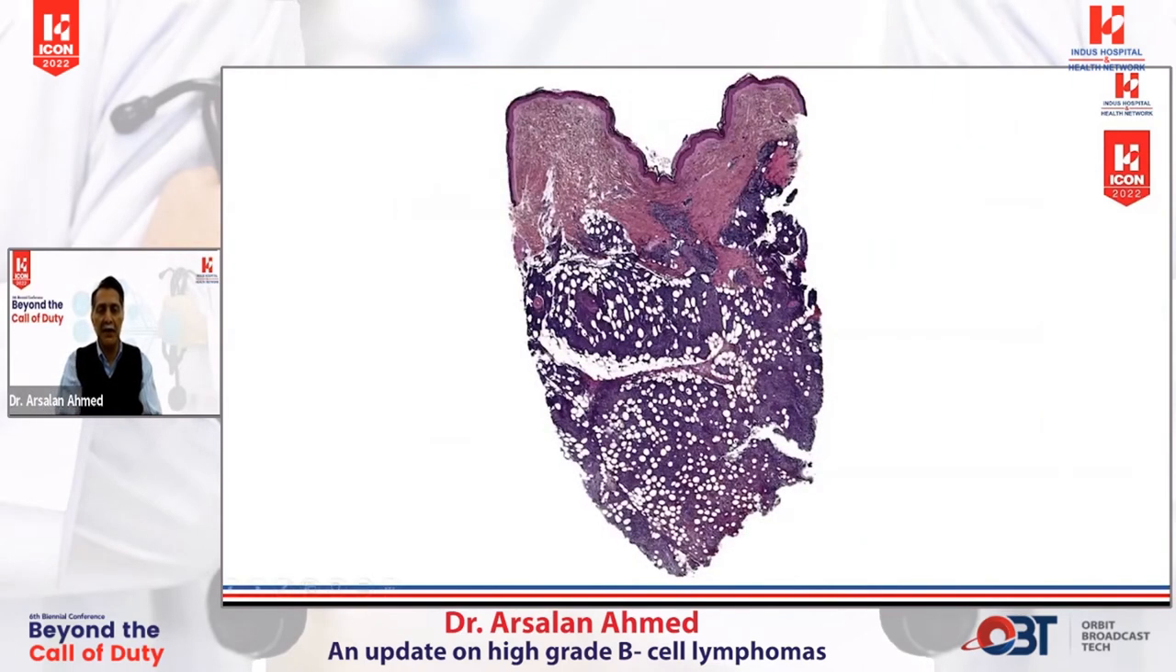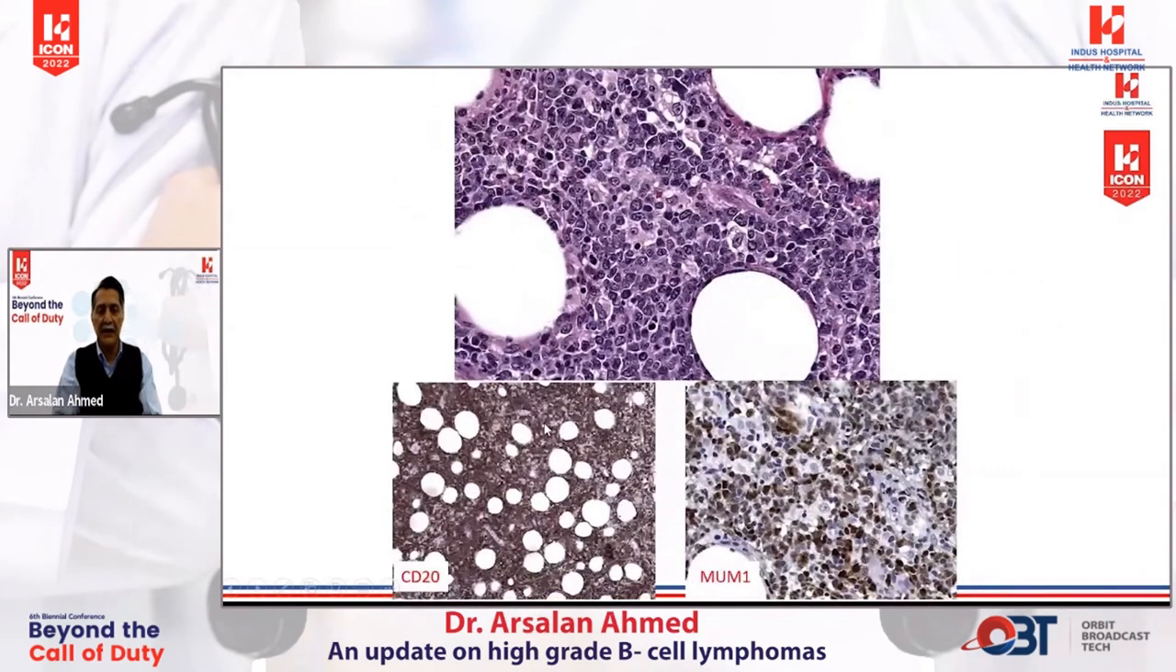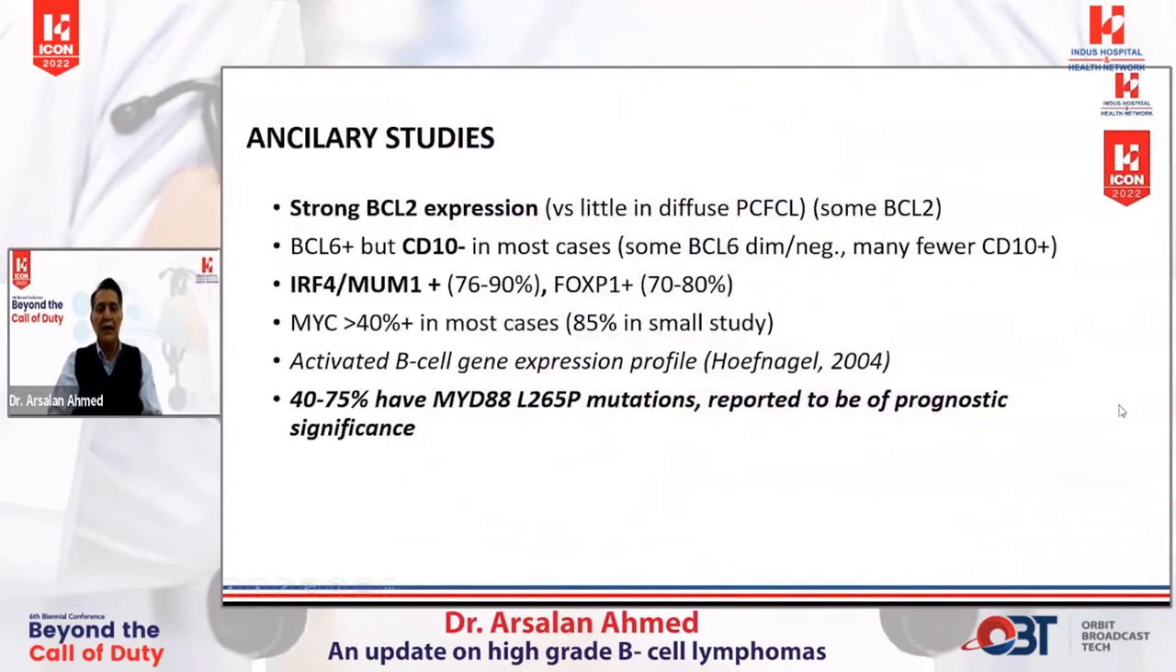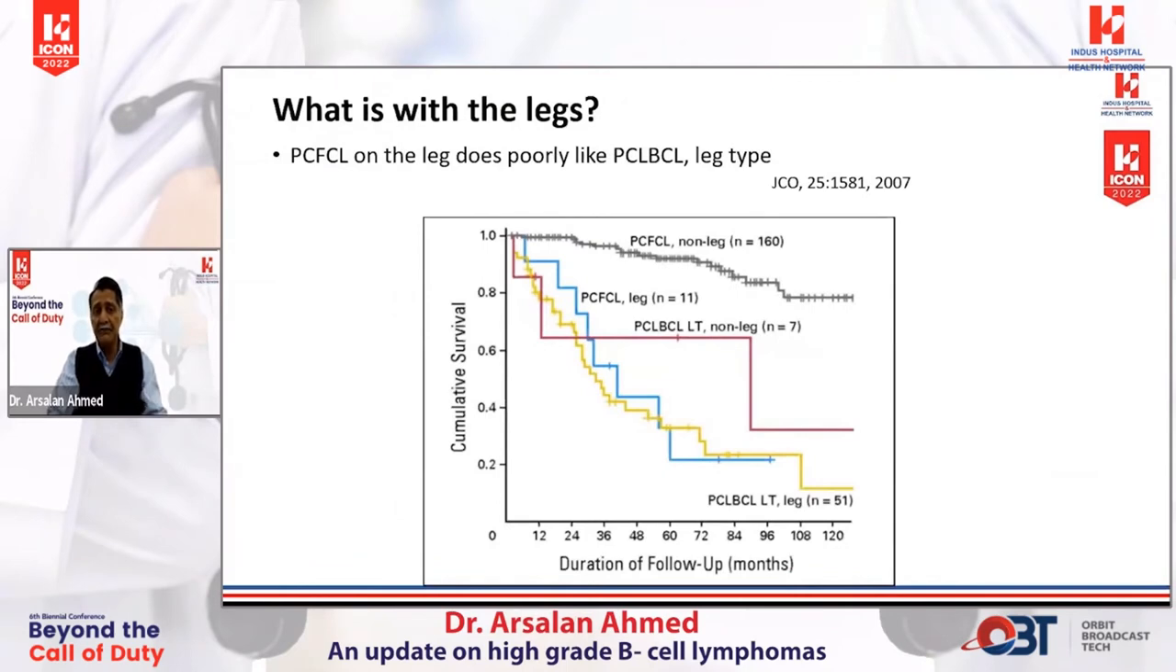It involves the deep dermis and subcutaneous tissues, and they are CD20 positive, MUM1 positive. These diffuse large B-cell lymphomas, leg type, are usually BCL6 positive, BCL2 positive, and MUM1 positive. So they are basically diffuse large B-cell lymphomas of non-GC type, or activated B-cell. 40 to 75% have MYD88 L265P mutations, reported to be of prognostic significance. And very easy: whenever it is a B-cell lymphoma of leg type, it will always have a poor prognosis.